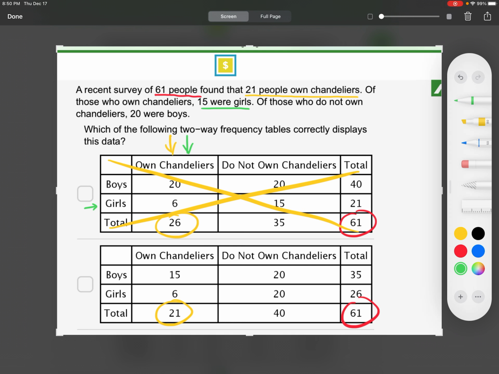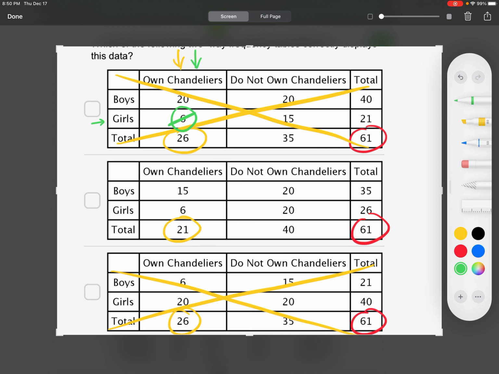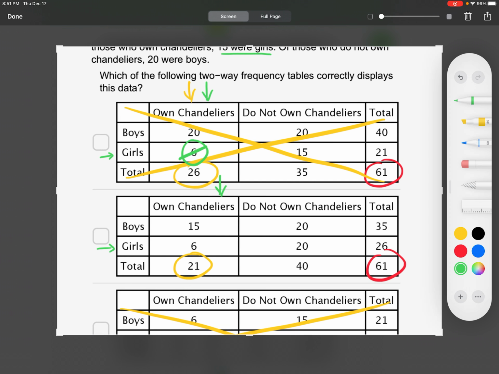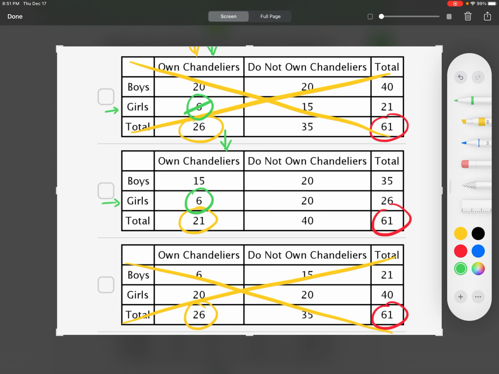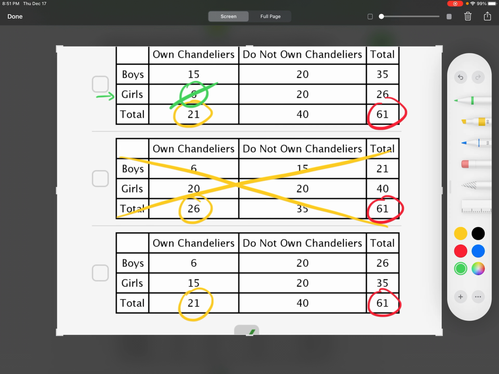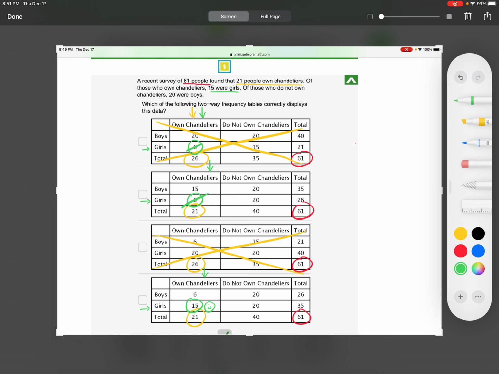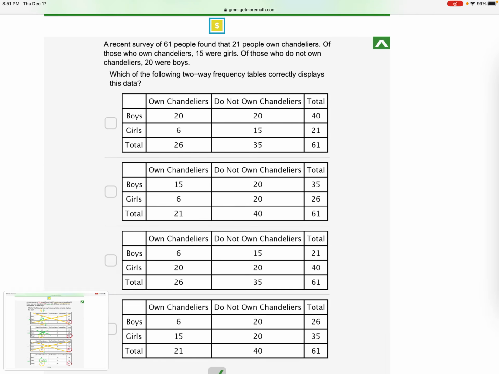Now, we already crossed this one off, but look, it doesn't match up with 15 anyway, so we'd cross that off anyway. Own chandeliers girls, it tells us we want 15. So we're looking for 15. We don't see it, so that one can't be. This one we already crossed out, and own chandeliers is 15. There we go. So we're going to go ahead and say that we have a winner, right? This one got crossed off, so it has to be the last choice.